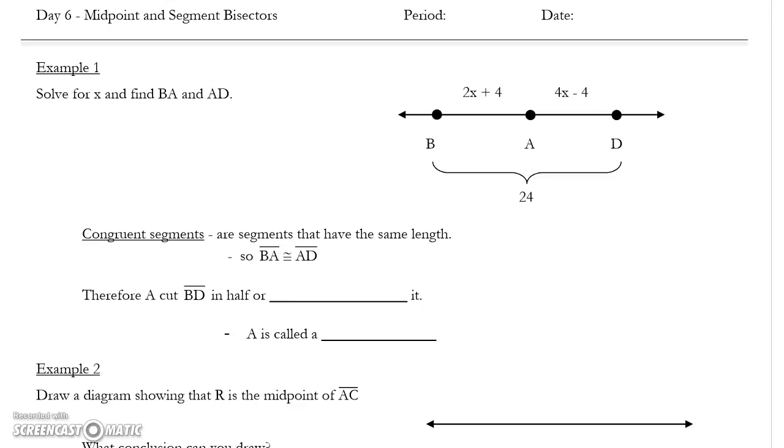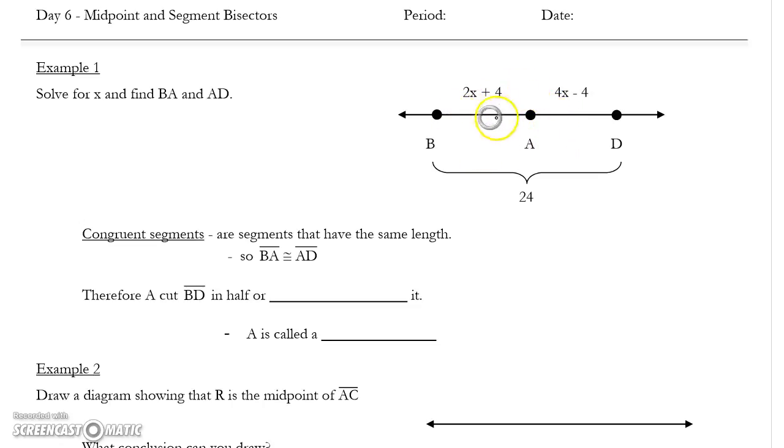Okay, so yesterday we talked about segment addition and points that are in between other points on a segment. Today we're going to continue with that pattern but go into a little bit more detail. So, to start with example 1, they want us to solve for x and find the length of segment BA and the length of segment AD. All we know is that A is in between C and D. We don't know anything more specific.